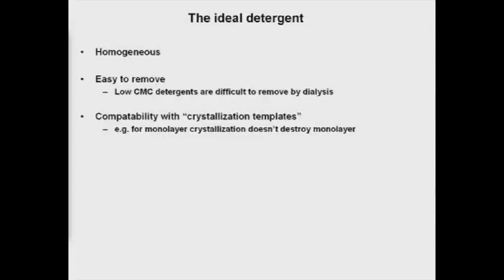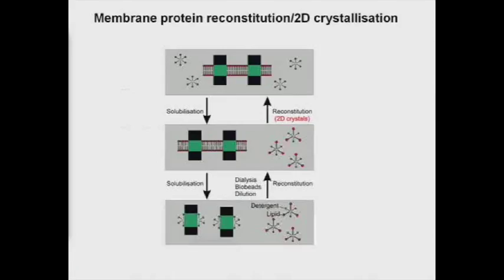The detergent also needs to be easy to remove, depending on what technique you're planning on using for reconstitution of your protein into 2D arrays. Some techniques are more efficient at removing detergents with different properties. Some tend to remove all detergents the same, and we'll see some talks on those later on today. The other thing to consider is that if you're using a crystallization template type approach, not all detergents are compatible with all crystallization templates. So this is something else to consider as well.